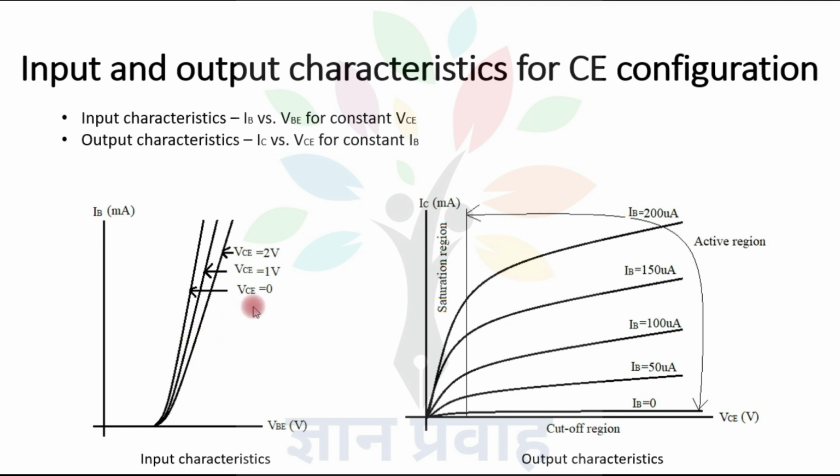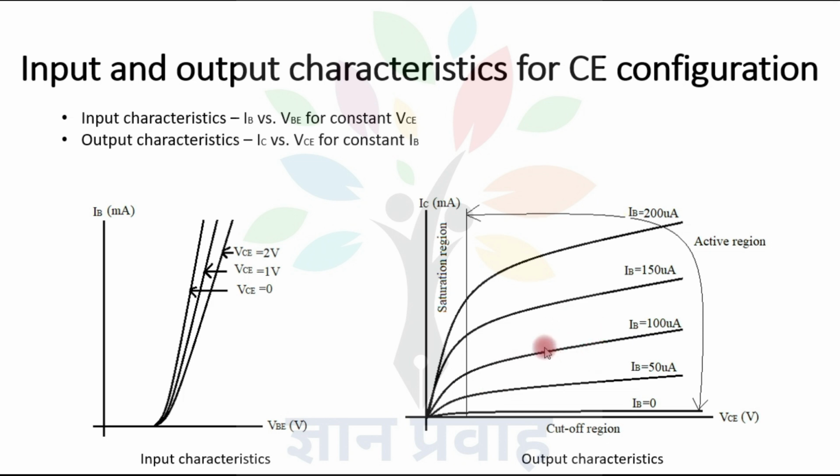Now when we are increasing the value of VCE, it means it is increasing VCB voltage, and when VCB voltage increases, it means base width reduces, that is effective base width. And effective base width reduces means there is very less space for the recombination process and it reduces the IB current. So when we are increasing VCE voltage, then IB current decreases.